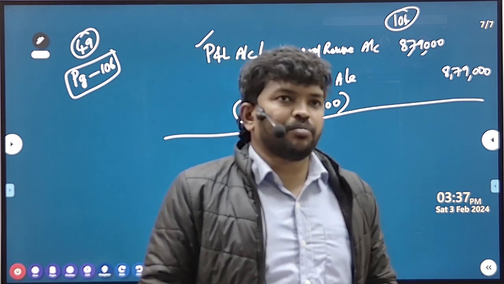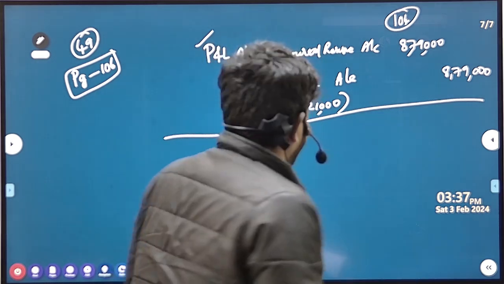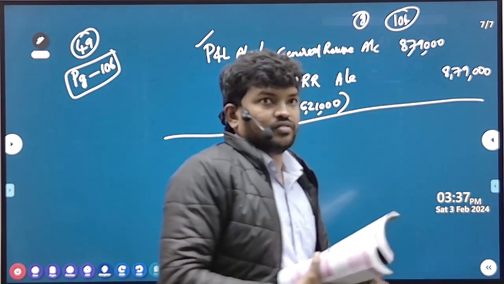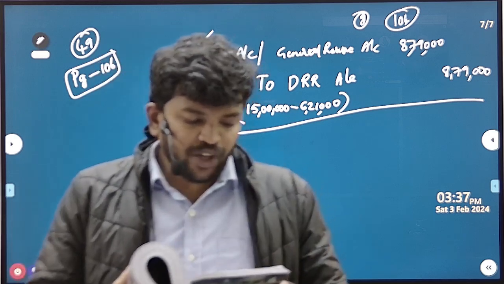Can you see point number G, Neha? Yes, sir. Read this point number G.